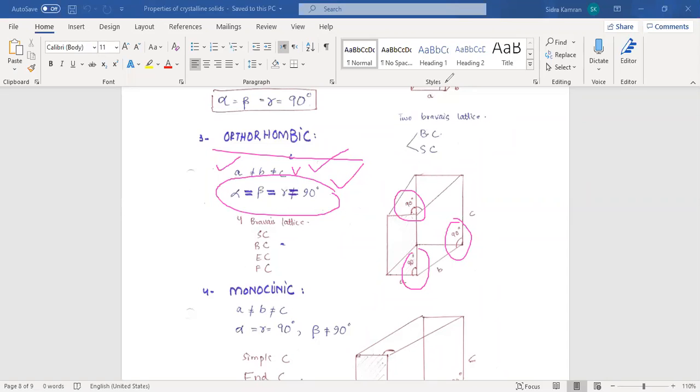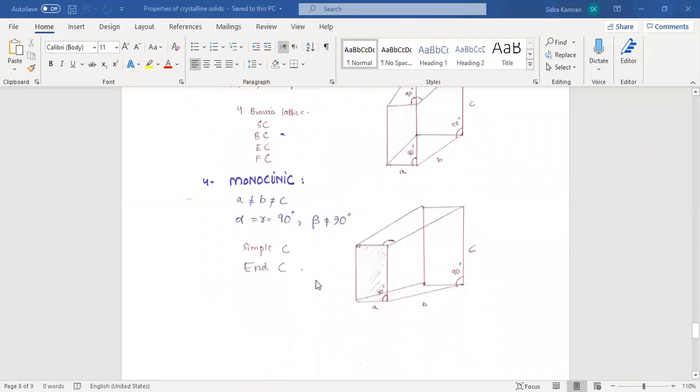Next we have monoclinic. The monoclinic crystal system is the fourth crystal system. In this crystal system, here you can see the figure. In the monoclinic crystal system, edge length A is not equal to B, B is not equal to C. So all the edge lengths A, B and C are not equal to each other.